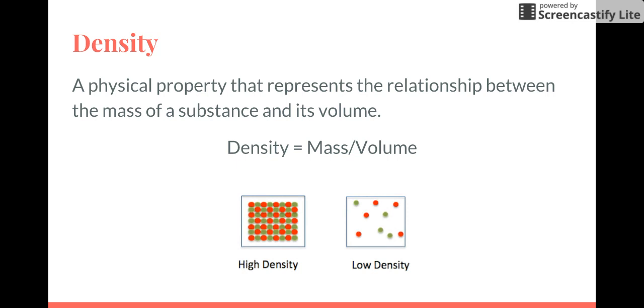At a particle level, we can see that high-density materials have particles that are close together. They maybe have more particles or more mass in a given volume, low density being the opposite.